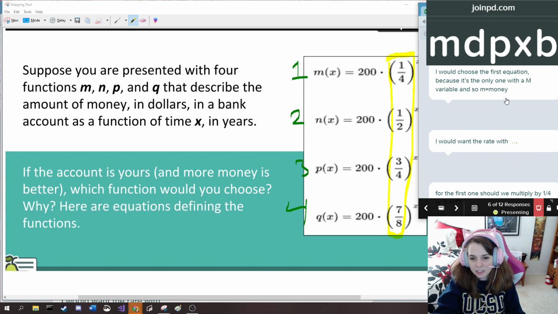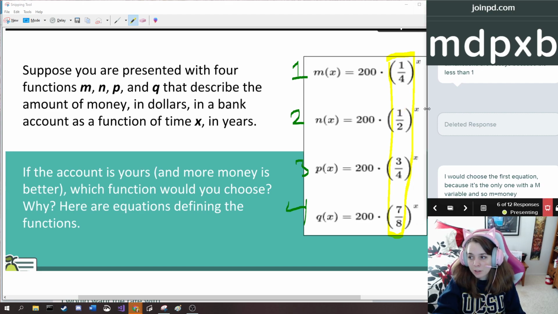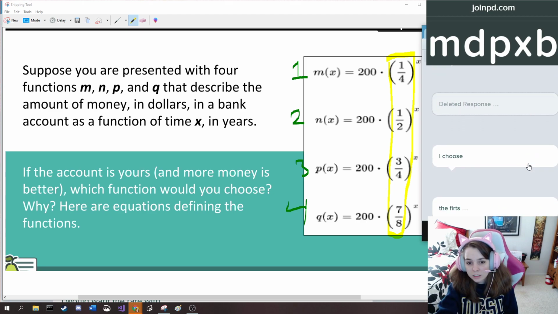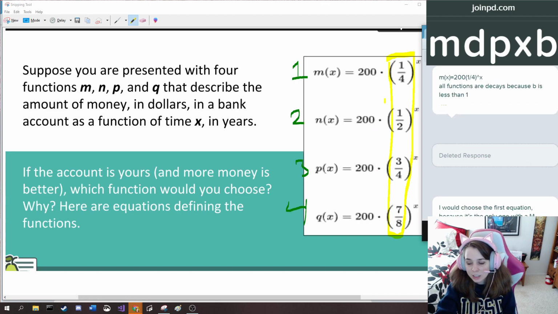I would want the rate with faster, okay? So yes, these are all decreasing, but you want your money to last longest. So which would be the best account? Even though they're all decreasing, you want your money to last the longest. So what would be the best for that? Which of these is going to decay at the slowest rate? So your money will last longer.